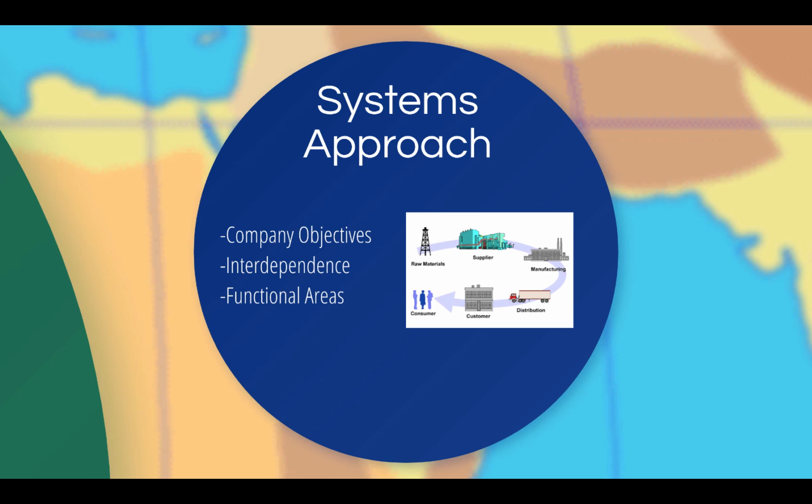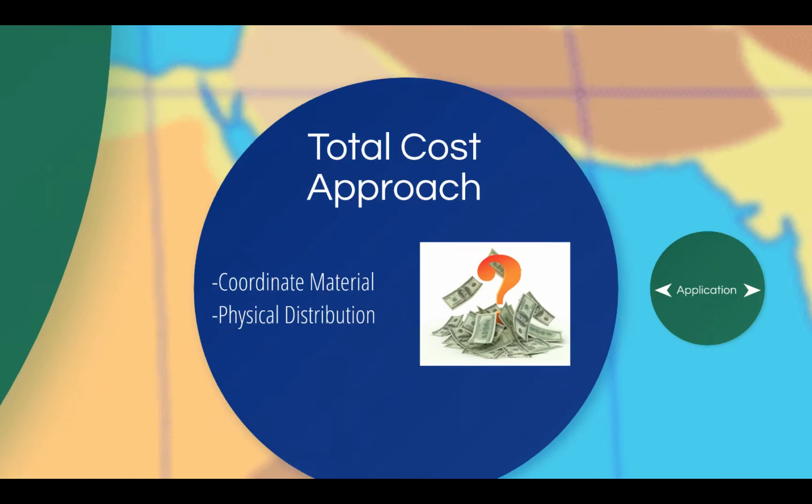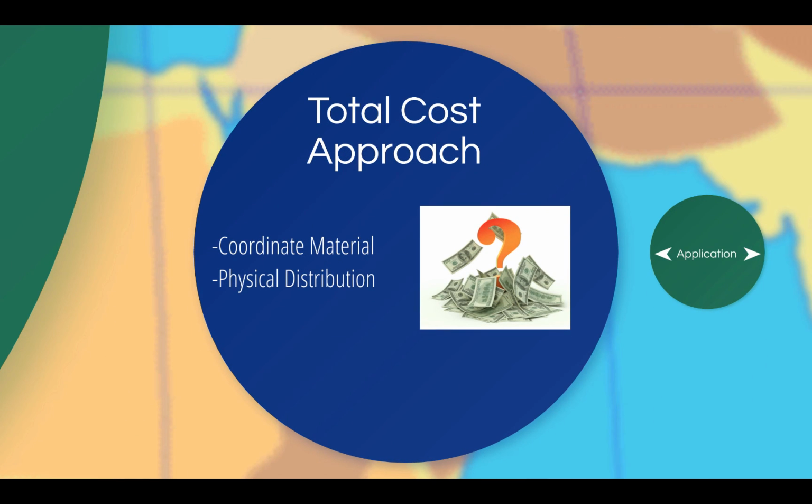The systems approach indicates that a company's objectives can be realized by recognizing the mutual interdependence of the major functional areas of an organization, such as marketing, production, finance, and logistics. In the systems approach to logistics, it is understood that goals and objectives vary from organization to organization. Because different organizations have different goals and objectives, logistics managers use the total cost approach to ensure that material management and distribution are coordinated in the most cost-efficient way.